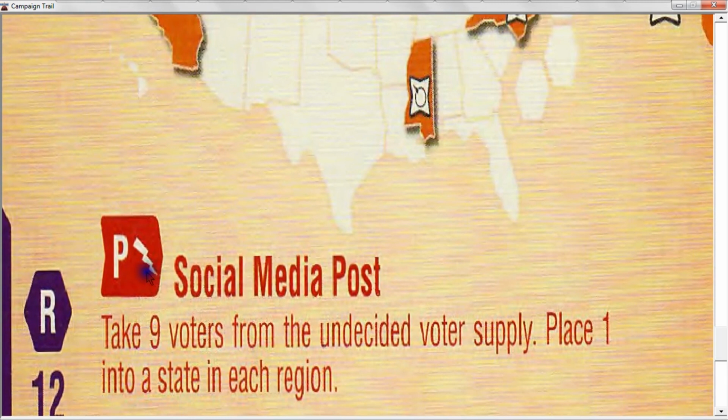Here I could take an immediate or an instant politic action, I think it's referred to in the game, called social media post. That would allow me to take 9 voters from the undecided main voter supply, placing 1 each in a state in each region of the map.